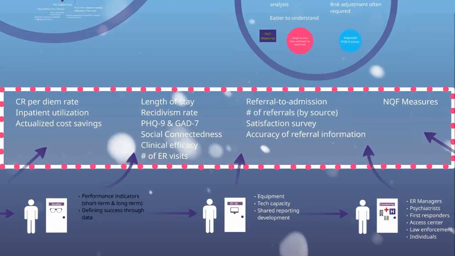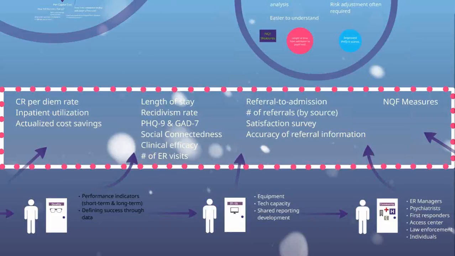Clinical efficacy could be something else that could be measured. So how many groups were offered every day compared to how many groups were supposed to be offered? How many individual therapy sessions, how many family therapy sessions were offered during a person's stay at the hospital? How many ER visits did they have when they were at the crisis residential home?